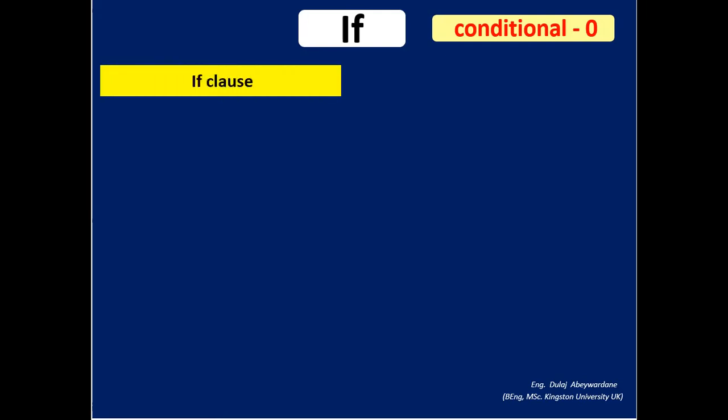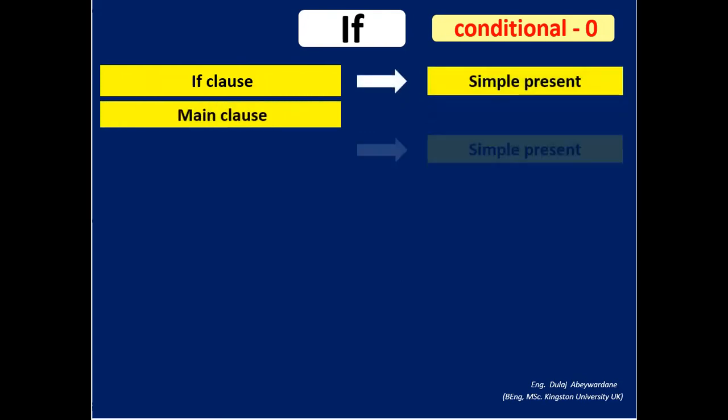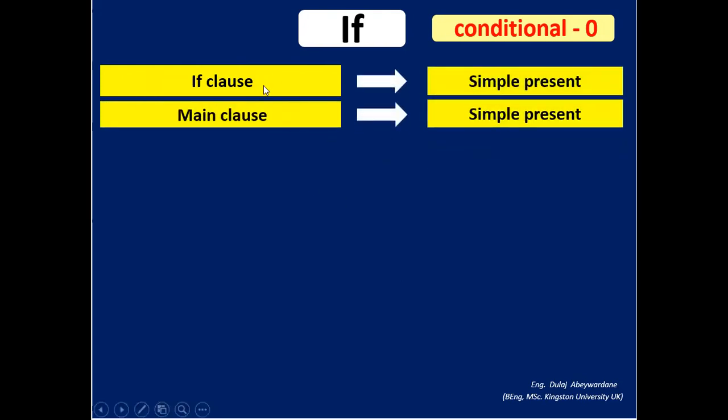Okay. So there are mainly two parts in this. If clause. You know that when you're going to combine two sentences using if, there are two parts. There will definitely be two parts. Right. I'll be explaining one by one, and you need to follow along. When the if clause is in simple present, the main clause would be the same, in simple present.